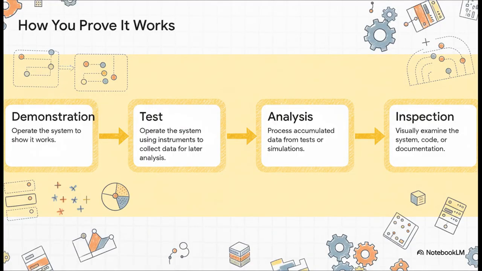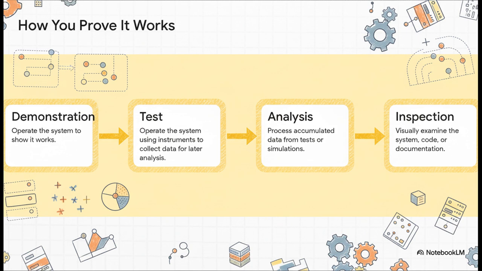So how do you do it? Well, there are 4 main ways. First up is demonstration. This is the simple show me proof. You just operate the system and watch it do its thing. Next is test. This is way more rigorous. You run the system, but you use instruments to collect hard data that you can analyze later.